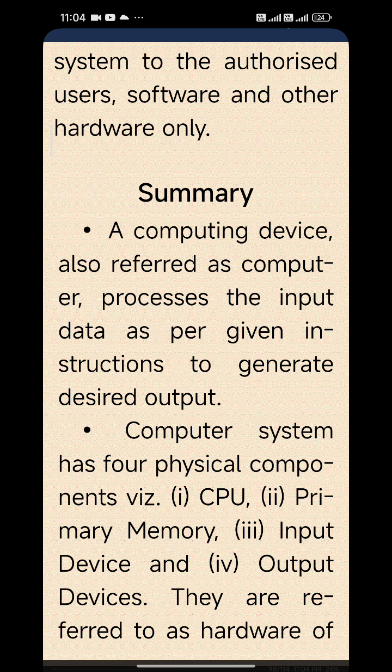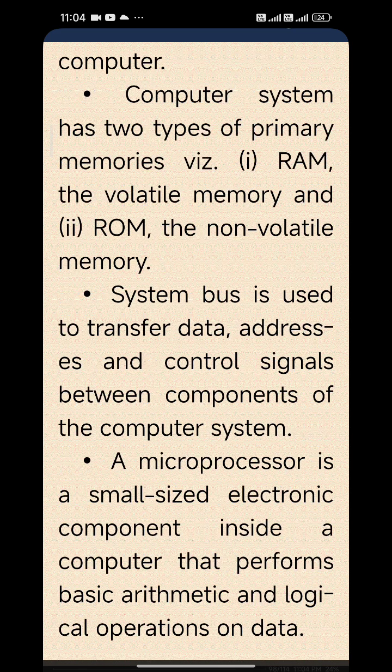Summary. A computing device, also referred to as a computer, processes the input data as per given instructions to generate the desired output. A computer system has four physical components: CPU, primary memory, input device, and output device. They are referred to as the hardware of the computer. A computer system has two types of primary memories: one, RAM, the volatile memory, and two, ROM, the non-volatile memory.